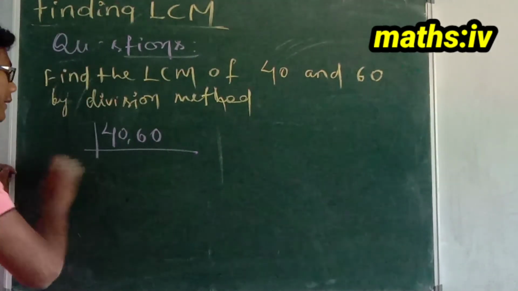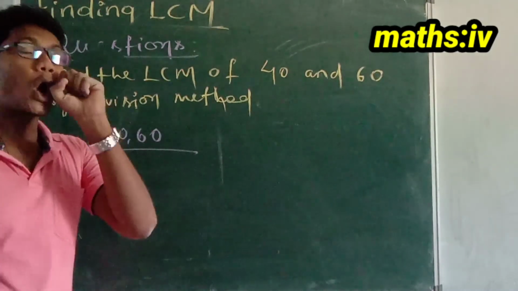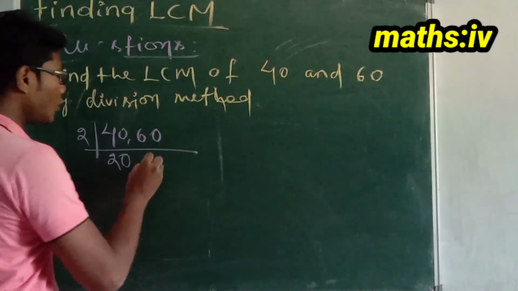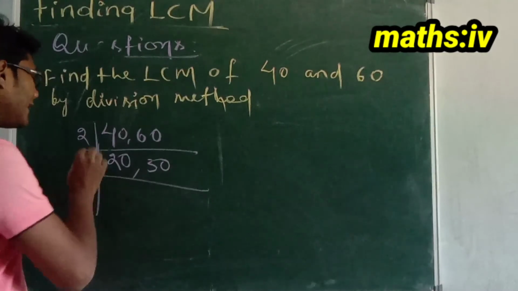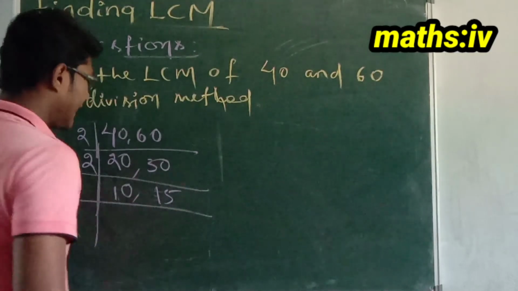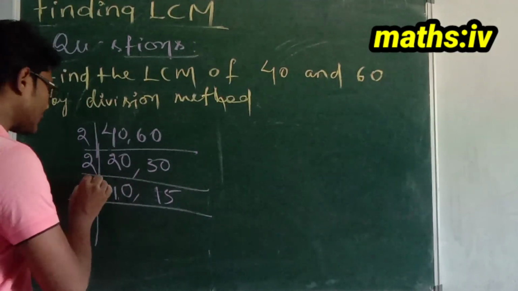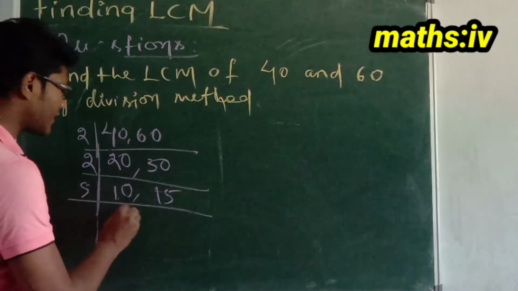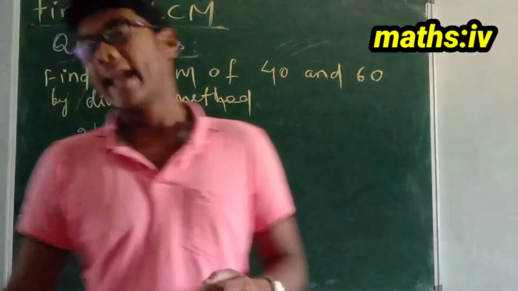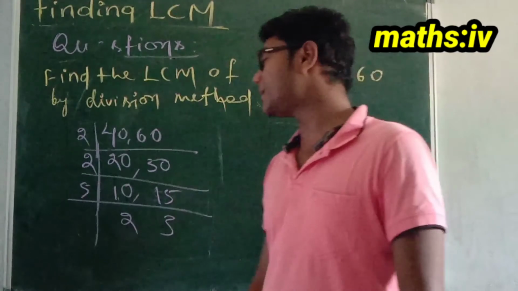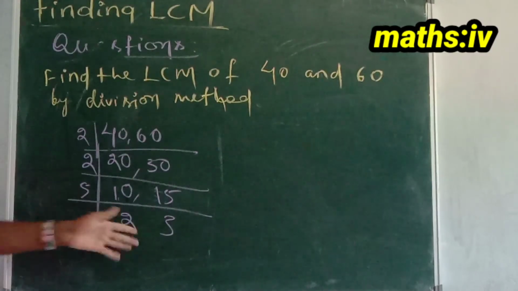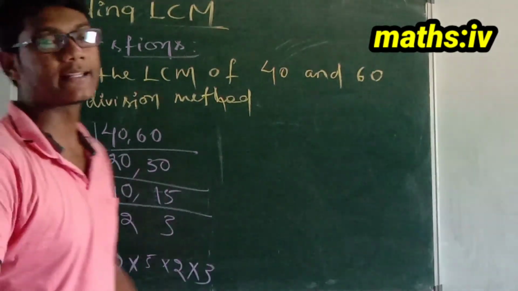You were instructed before to write the numbers in a row in this method. Now divide both of them with a common prime factor, that is 2. 2 multiplied by 20 is equal to 40. 2 multiplied by 30 is equal to 60. Now again 2 multiplied by 10 is equal to 20. Again 2 multiplied by 15 is equal to 30. Now students, is it divisible by 2 further? No, it is divisible by 5. So we need to write 5. 5 2s are 10, 5 3s are 15. You can see that 2 and 3 are co-prime numbers and they cannot be divided by a common factor. So we have to leave it here. So the LCM of 40 and 60 is 120.